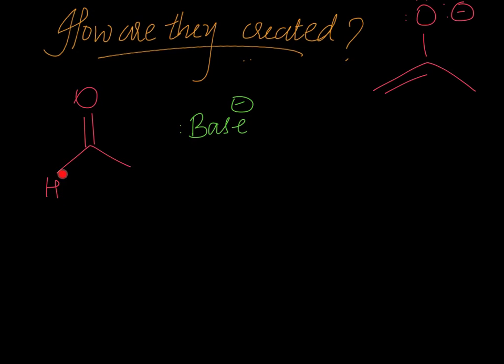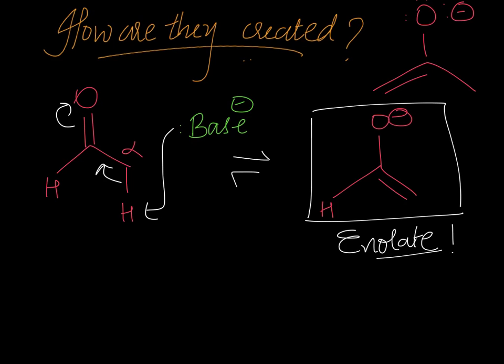So not this one over here, but this hydrogen that's actually on the alpha carbon. The alpha carbon is the carbon that's next to the carbonyl group. So now we can show the base grabbing that, pushing this up and up again to form the enolate.